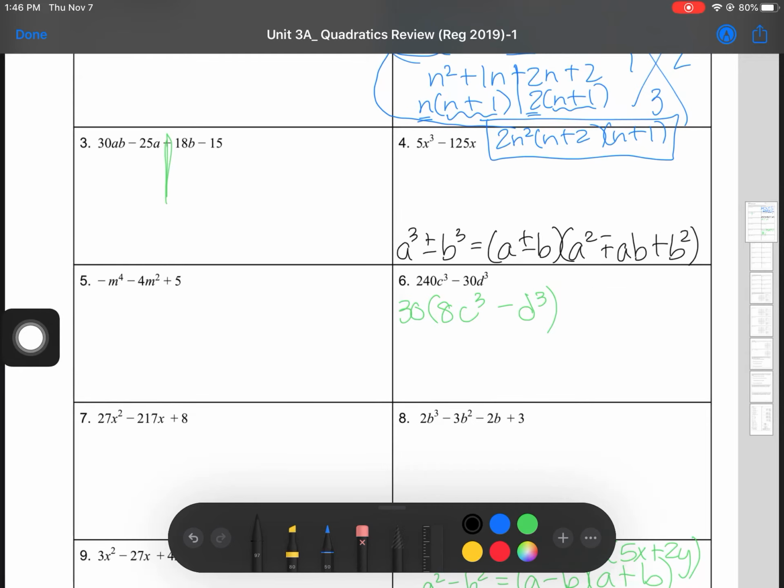So with this one, it's a similar process to before. We need to cube root the 8c cubed, which gives us 2c.